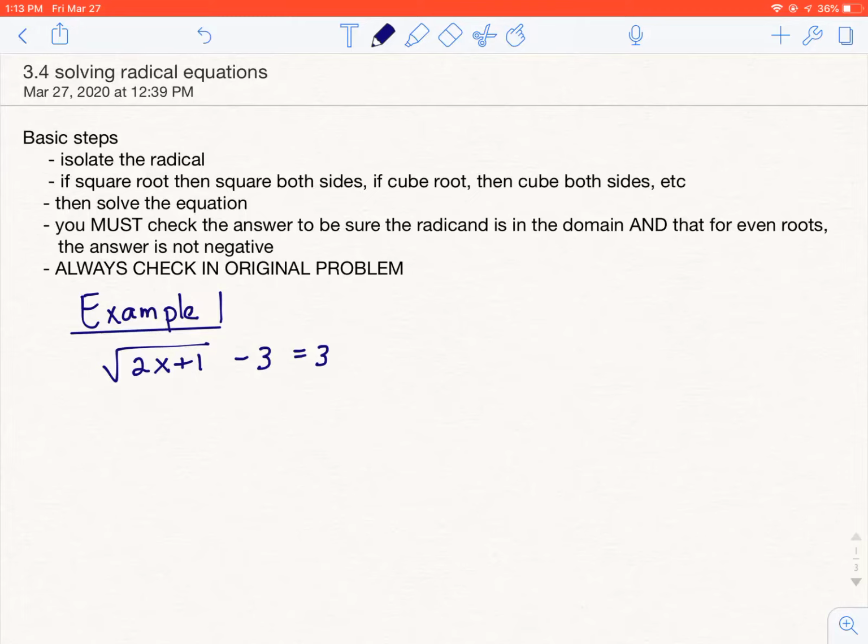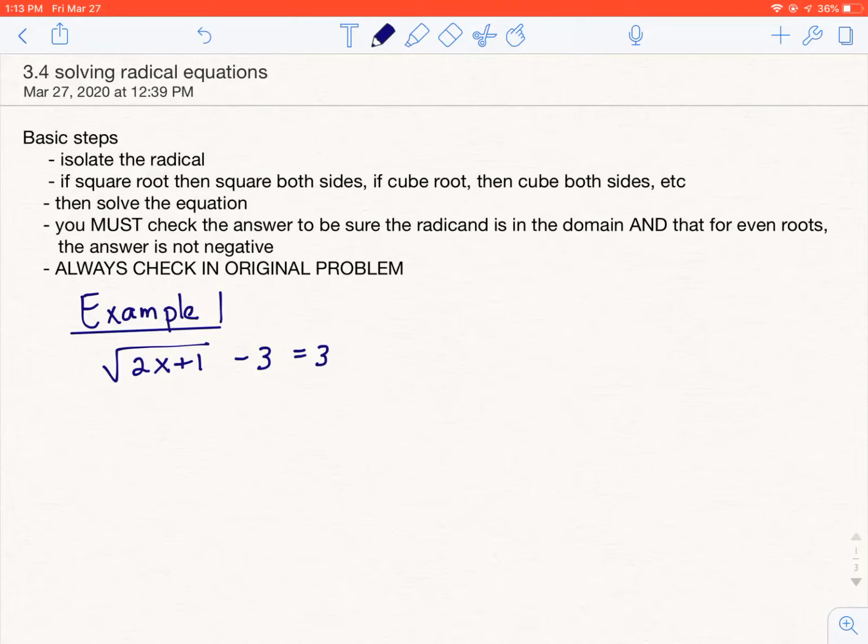If it's a square root, then you're going to square both sides. If it's a cube root, you'll cube both sides. If it's a fourth root, you'll raise both sides to the fourth power, etc. Then, of course, solve your equation, and then you must check your answer.